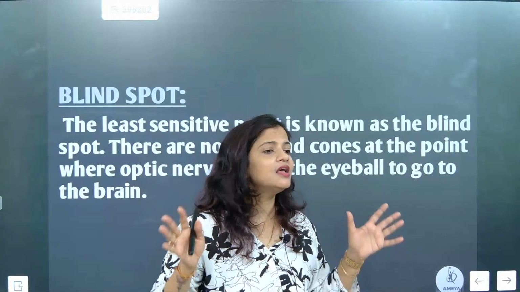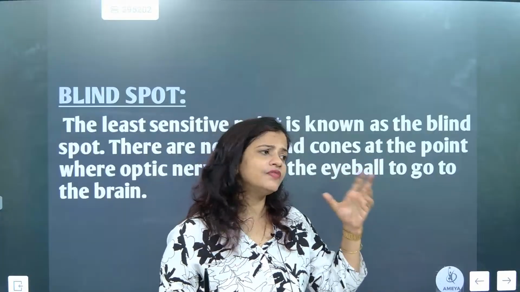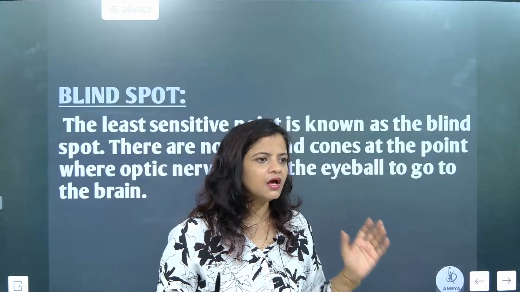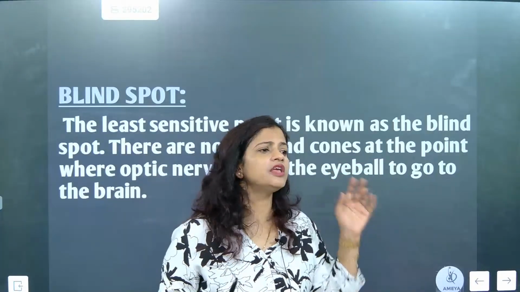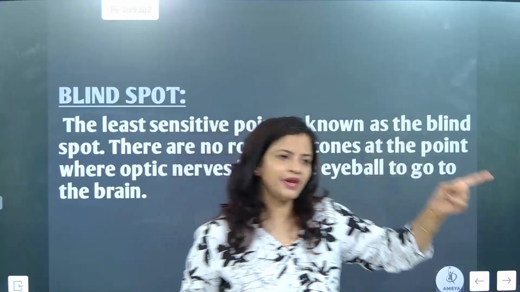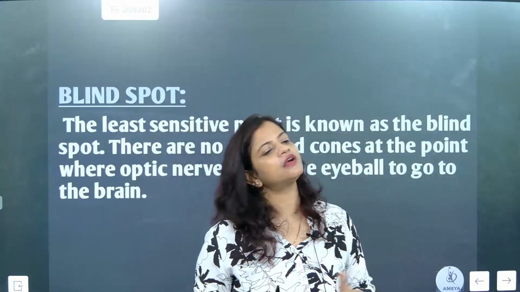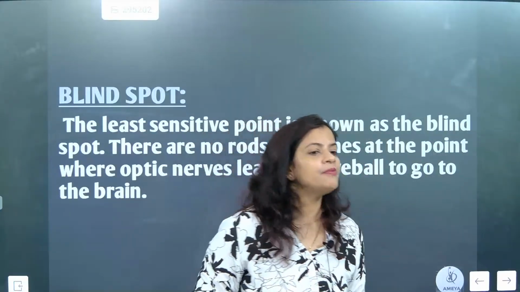Yellow spots are light sensitive. And what exactly will these yellow spots do? The image will be formed there. After the image formation, the image has to reach the brain now. So what will happen? The image will get converted into electrical impulses.